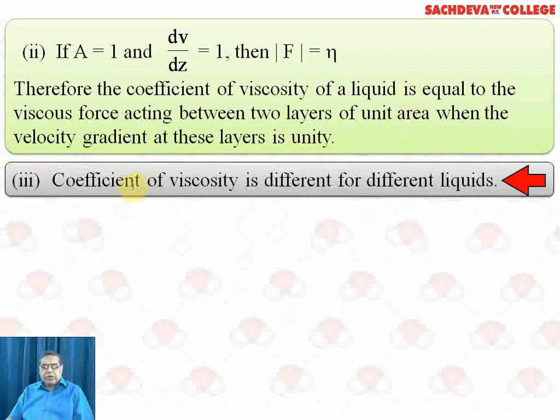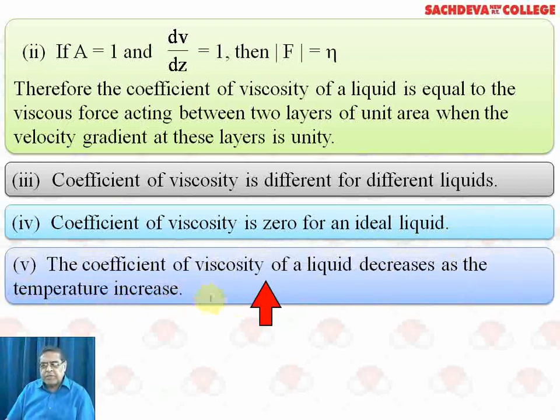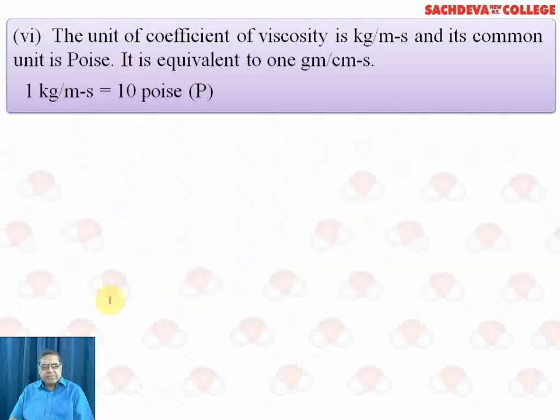The coefficient of viscosity is different for different liquids because the nature of molecules is different. The coefficient of viscosity is 0 for an ideal liquid. The coefficient of viscosity of a liquid decreases as the temperature increases. So the coefficient of viscosity decreases as temperature increases.